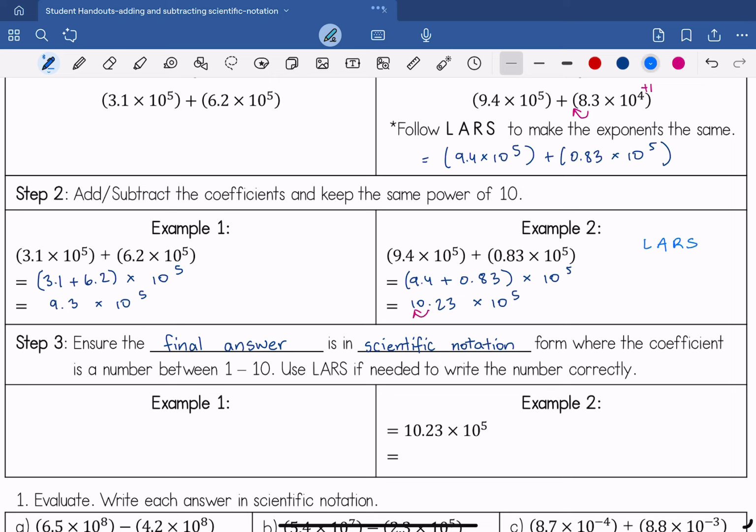If we look at LARS again, we need to move one space to the left, which means we need to add 1 to the exponent. So we're going to add 1 to the 5, which will equal 6. If I rewrite this, it will be 1.023 times 10 to the power of 6. And for example 1, we don't need to write anything here, as the number is in scientific notation.